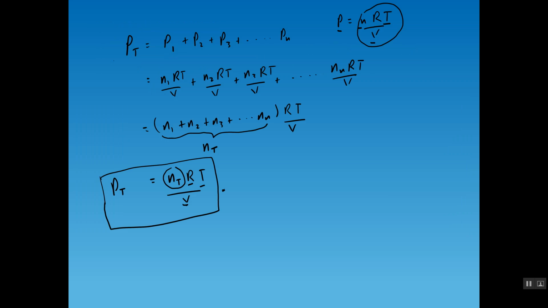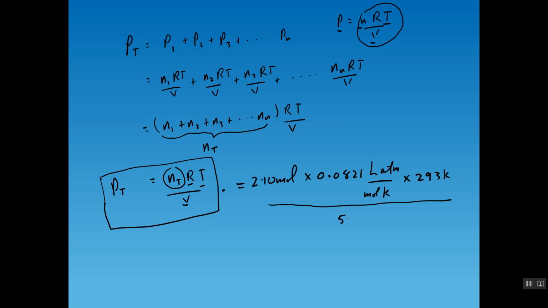So in this particular case, based on the example that I just showed you, all we have to do is put the numbers in. So as far as the number of moles is concerned, that's equal to 2.10 moles times R, which is always 0.0821 liters atmospheres over mole Kelvin, times the temperature. Now the temperature is given as 20 degrees Celsius, which we have to convert to Kelvin, which works out to be 293 Kelvin. And then we divide that by the total volume, which is equal to 5.0 liters.